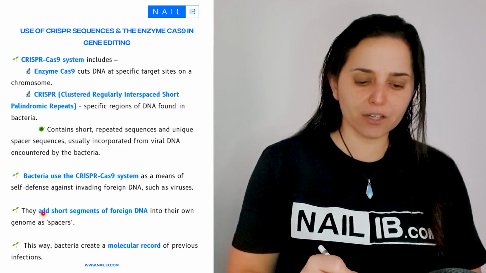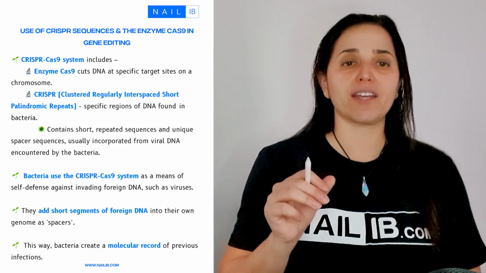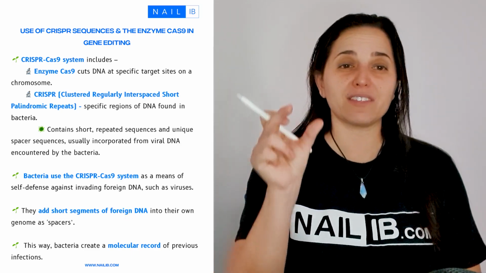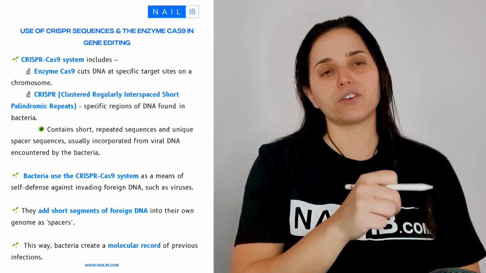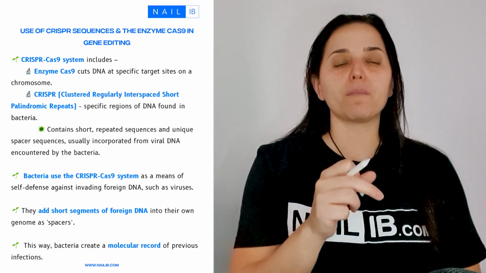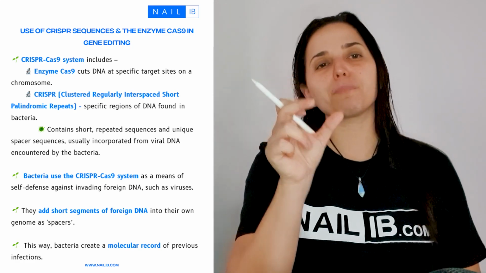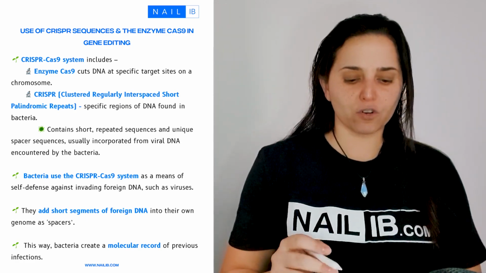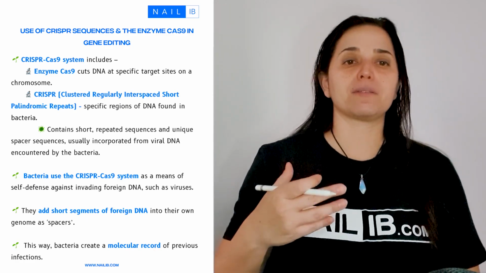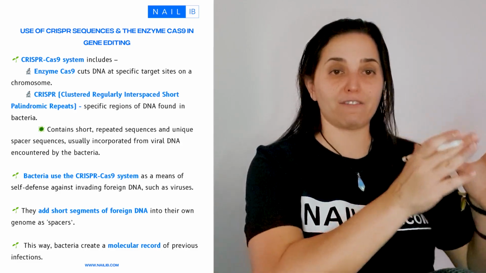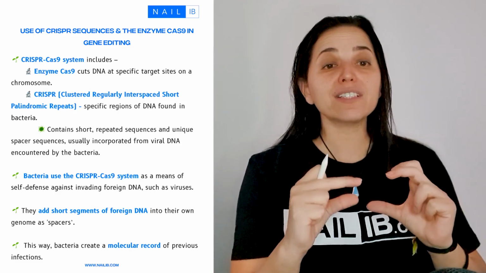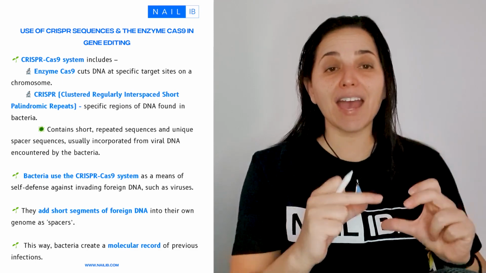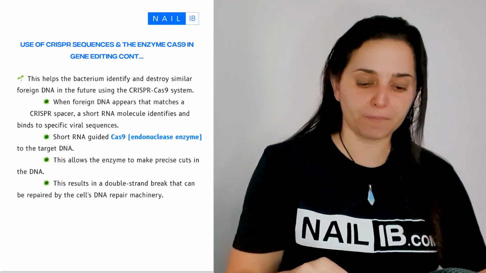So usually there will be a short segment of foreign DNA, right? The virus is going to try to put a little bit of its piece of DNA inside the bacteria's DNA. And in there, what happens? They're going to place them in a place called a spacer. So that spacer will be like a molecular record. That means the bacteria will consider these spacers found in its DNA as a place to say, I know what the foreign DNA looks like. So if they ever attack me again, I will know how to stop them.